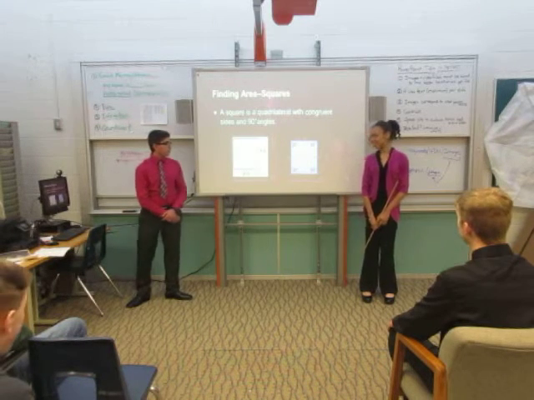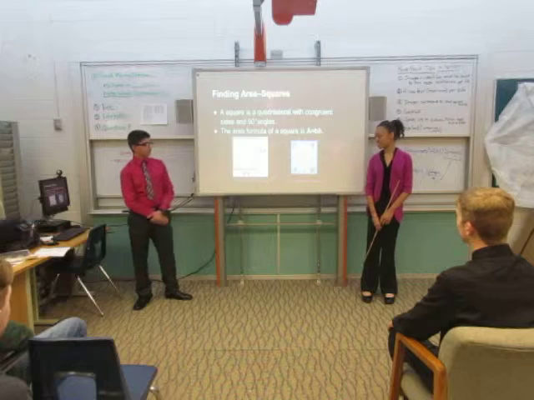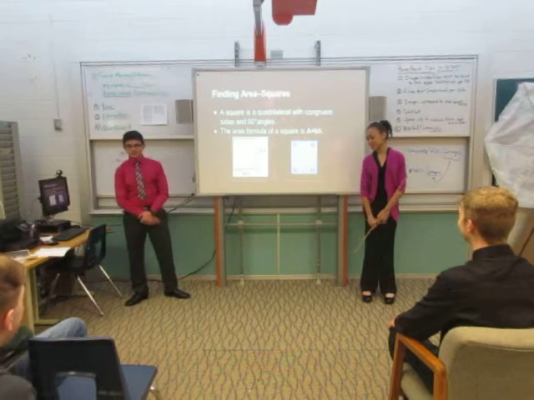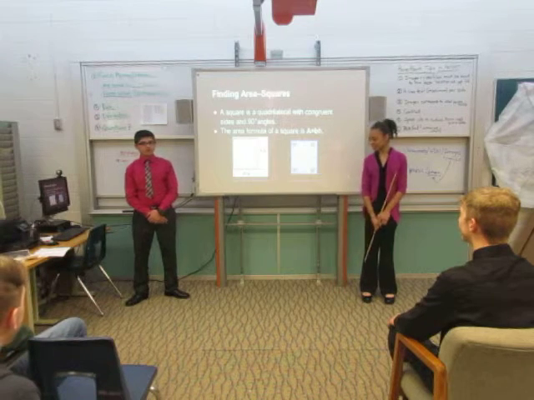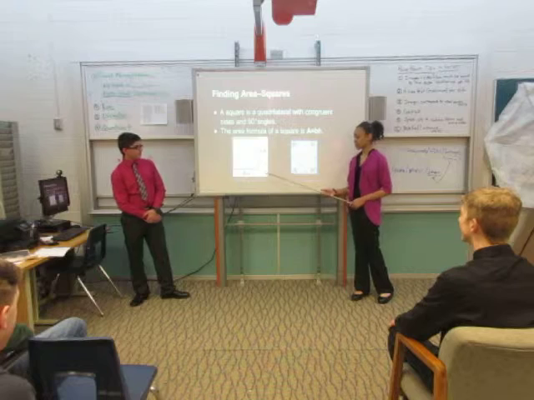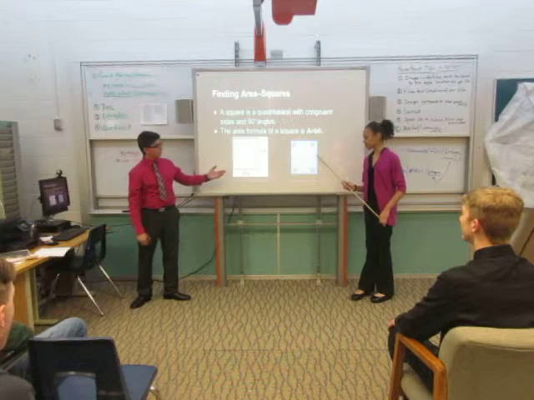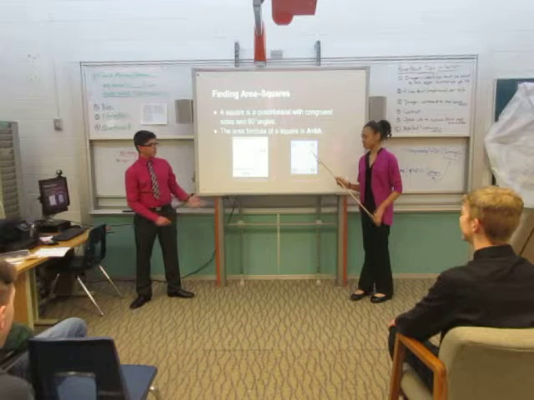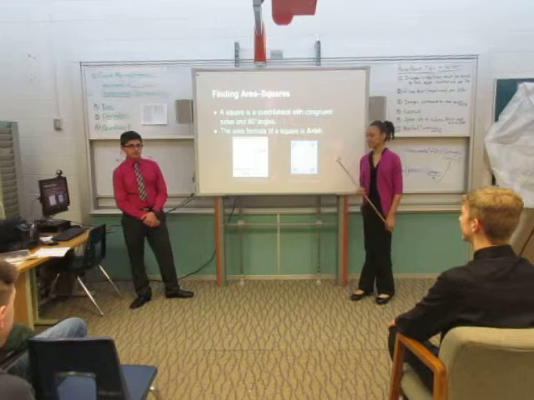Okay. So it's basically base times height. In this square figure, we have the base, which is 4, and the height, which is 4. If you multiply 4 times 4, you get 16 units squared, which is the area of the square. In that square, the tick marks represent the congruency of the sides, and the 90-degree angles show that each corner is a 90-degree angle.